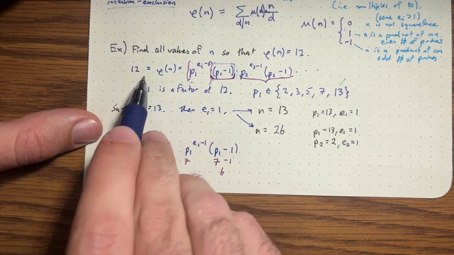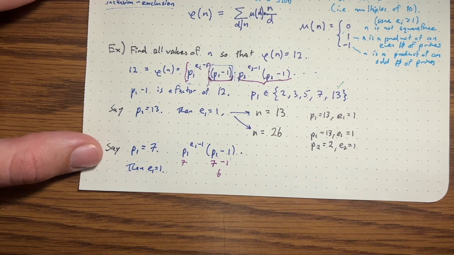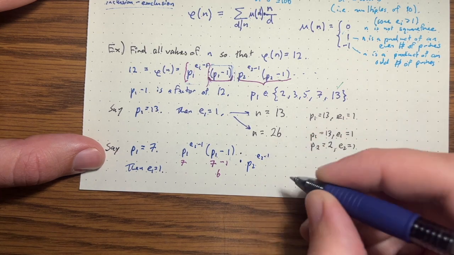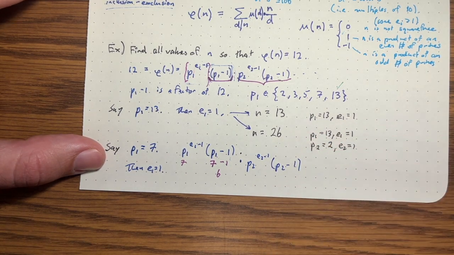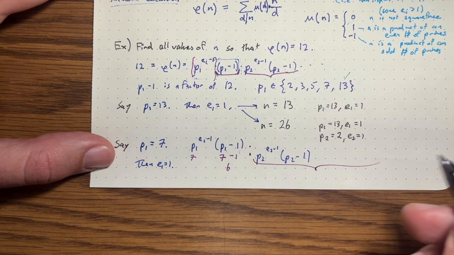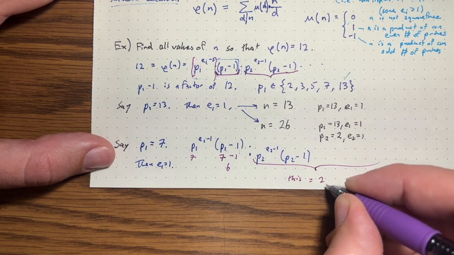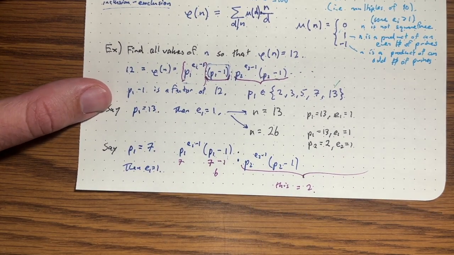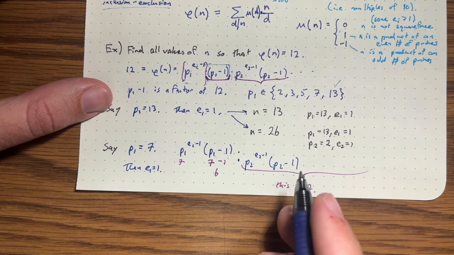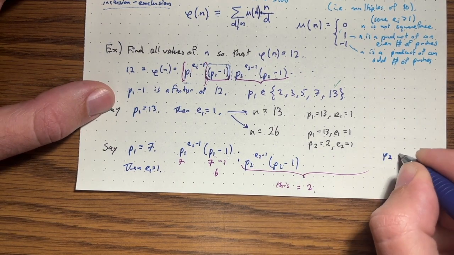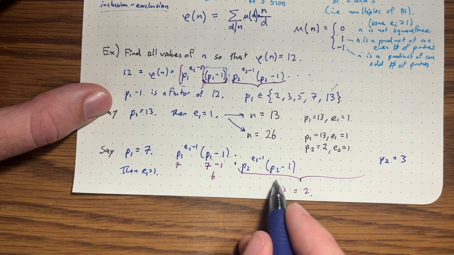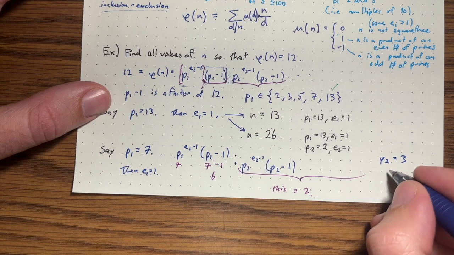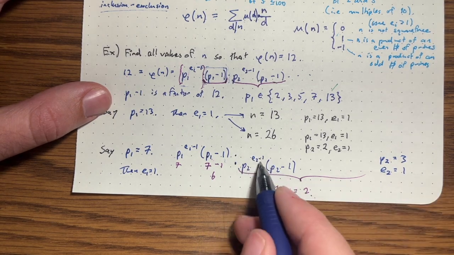Okay, we're allowed to have 12. But anything after this, P2 to the E2 minus 1 times P2 minus 1, has to equal 2, since 6 times 2 is 12. One way to equal 2, we could take P2 to be 3, and 3 minus 1 is 2. And then we're done, right? We already have a 2 and a 6, so E2 would have to be 1 to make P2 to the E2 minus 1 equal to 1.